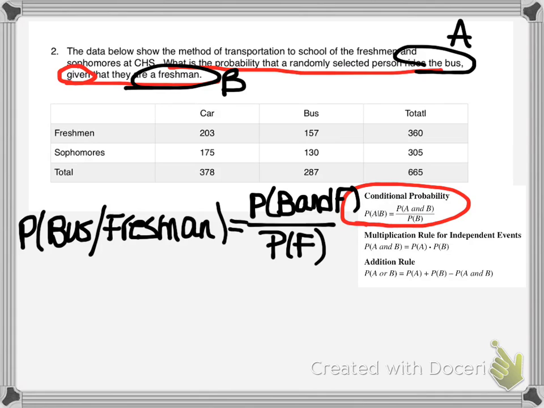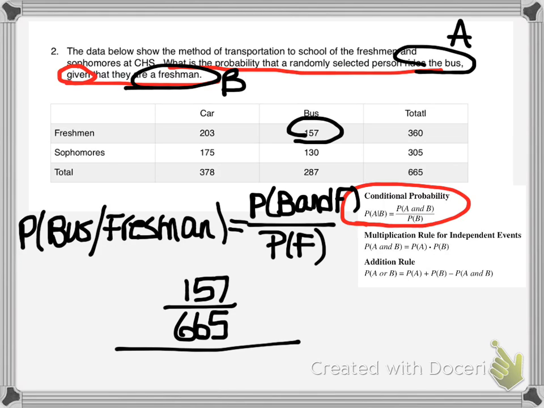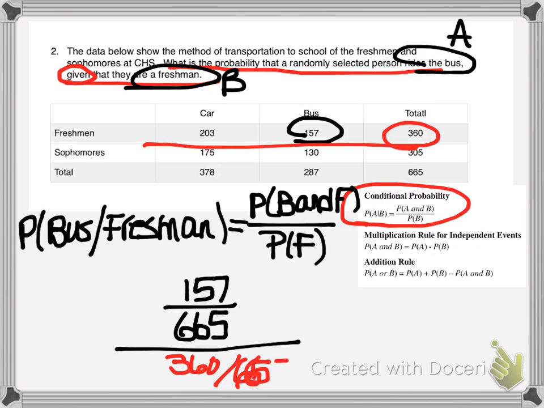So when I look at my chart, the probability of somebody is a bus rider and a freshman would be 157. So that's 157 over my total, which is 665. And then I need to find the probability of F, which is a freshman. So the probability that somebody is a freshman would be 360 over 665. So the 665s eliminate. So my answer is 157 over 360.